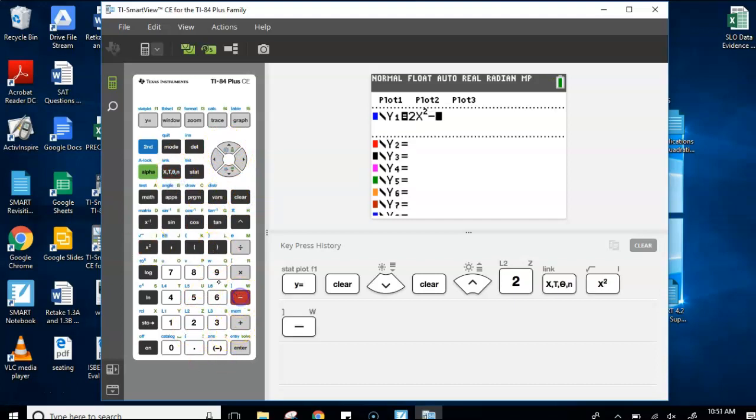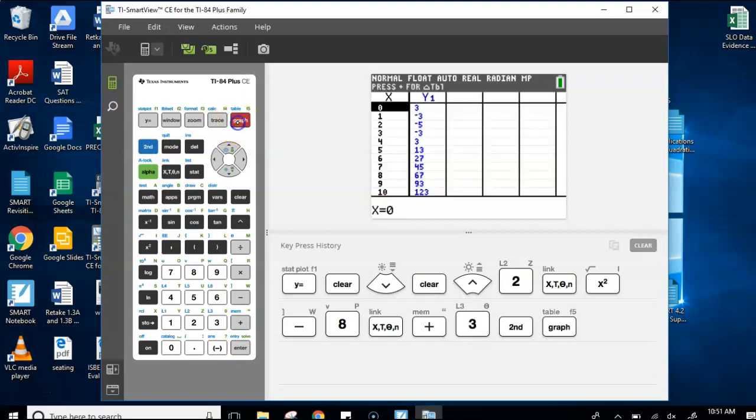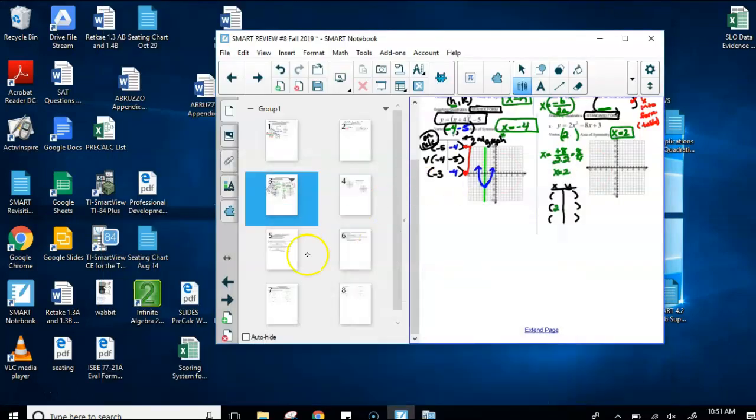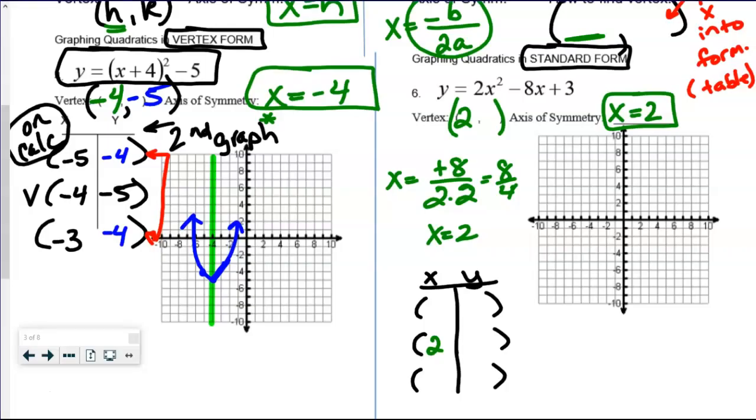I think it was minus 8x plus 3. Well, let's find out. We think our vertex was at x equals 2. And if that's true, I should see symmetry surrounding it. Yep, I do see symmetry. So the vertex is at 2, negative 5. And look at the point above that and below that. We see that symmetry. So 2, negative 5, and then the others are negative 3. I think I remember these were both negative 3s.